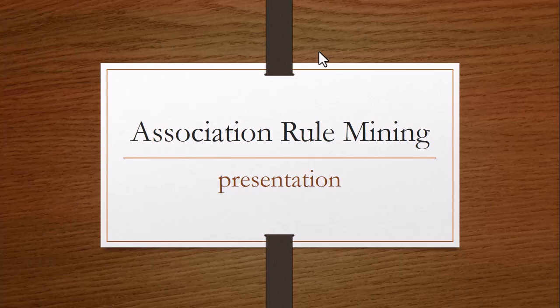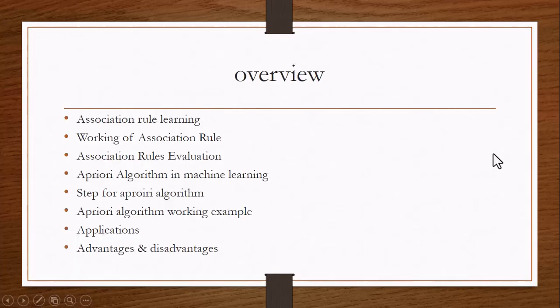So in this video, I will take you on a walkthrough on association rule mining. So here is an overview of what we are going to see: association rule learning, working of association rules, evaluation, the Apriori algorithm in machine learning, steps for the Apriori algorithm, working example, applications, advantages and disadvantages.